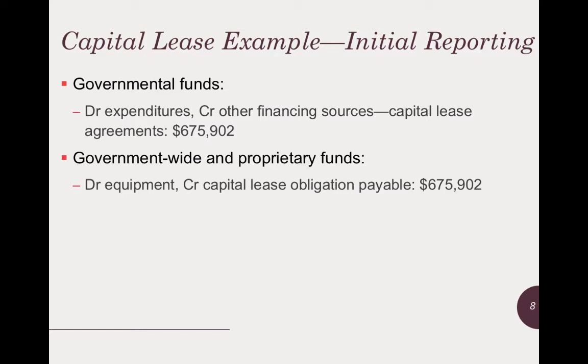So in the governmental funds, you're going to debit expenditures and you're going to credit other financing sources, capital lease agreements, in the amount of $675,902. In the government-wide statements and the proprietary funds, where you're using full accrual, you debit equipment and you credit capital lease obligation payable, again, in the amount of $675,902.